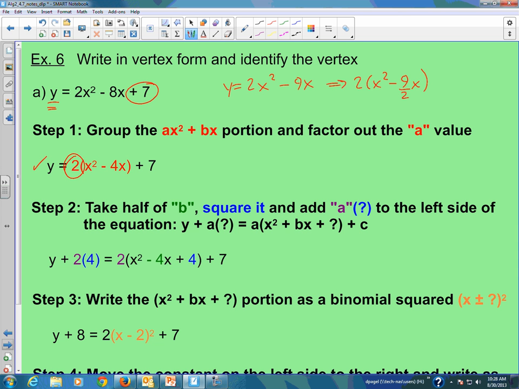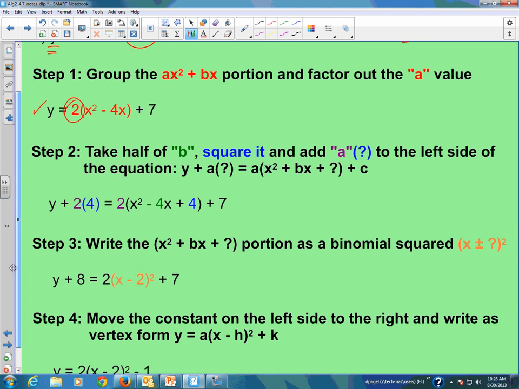Step 2, we take half of our b value, and in this problem, our b value is this -4 value here. We square it, and we add that to make our perfect square trinomial. So this process isn't any different. We took half of -4, we squared it, and that is where our 4 came from.